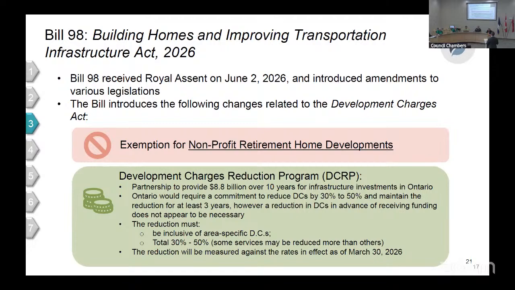There was an announcement for the development charges reduction program. I'm sure you're aware and you've talked about it. Really, it was $8.8 billion over 10 years for municipalities across Ontario, for housing enabling infrastructure, but you'd be required to reduce your development charge by 30 to 50% and maintain that for a period of 10 years. And municipalities would also have to contribute 10%. And so ultimately it boils down to this: you reduce your development charges, and whatever money you're going to lose from that, the province and feds would give you 90%. You would have to pay 10% of that from non-DC sources. And that was the intent of the program.